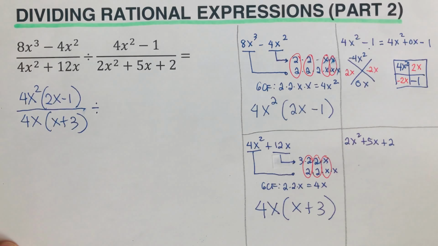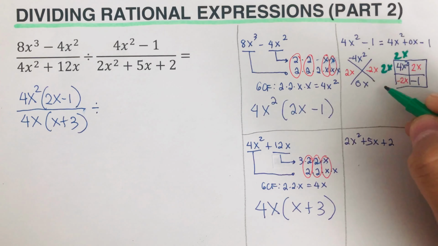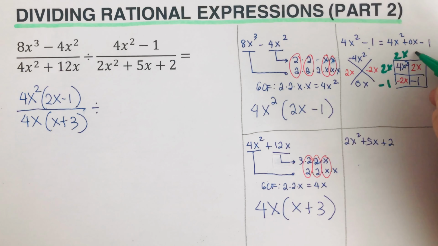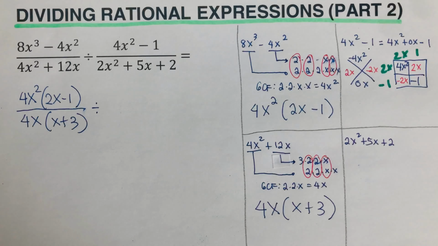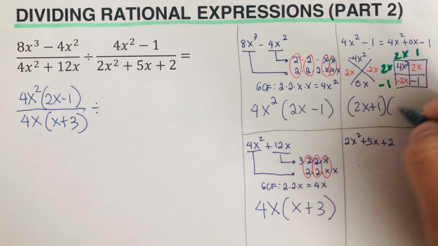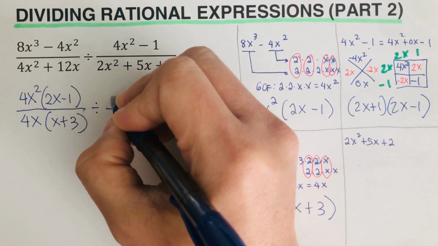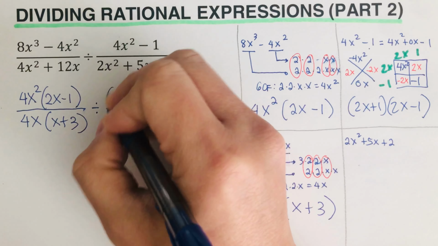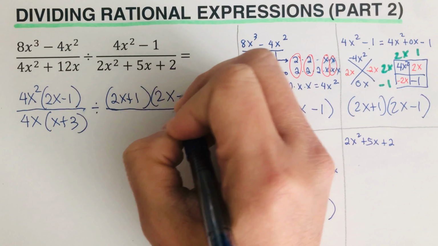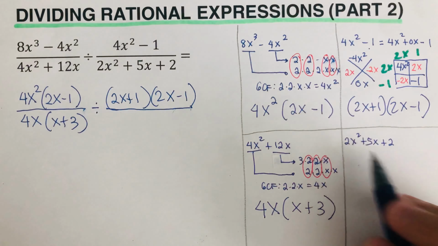So then the factors here would be 2x and 2x, and then we have a negative 1 and a positive 1. So the factors are 2x plus 1 and 2x minus 1. I'm just going to go ahead and write that up here: 2x plus 1 and 2x minus 1. And then I will do the same thing here. I'm going to use the box and diamond to factor these out.